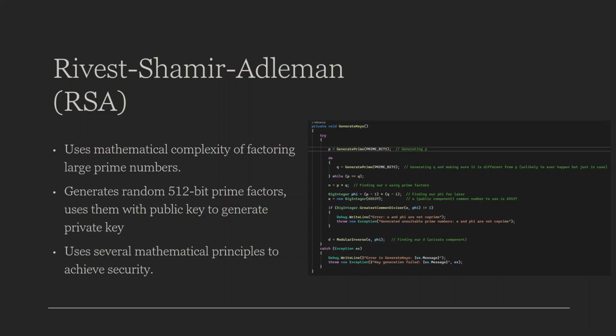But the main idea is that the private key is generated through several mathematical principles that I had to kind of get used to. You can see down there, D is the private key I'm referring to, and it's generated by finding the modular inverse using the public key and another variable called phi, which is derived from the prime factors. And I go more in detail on the math soon.